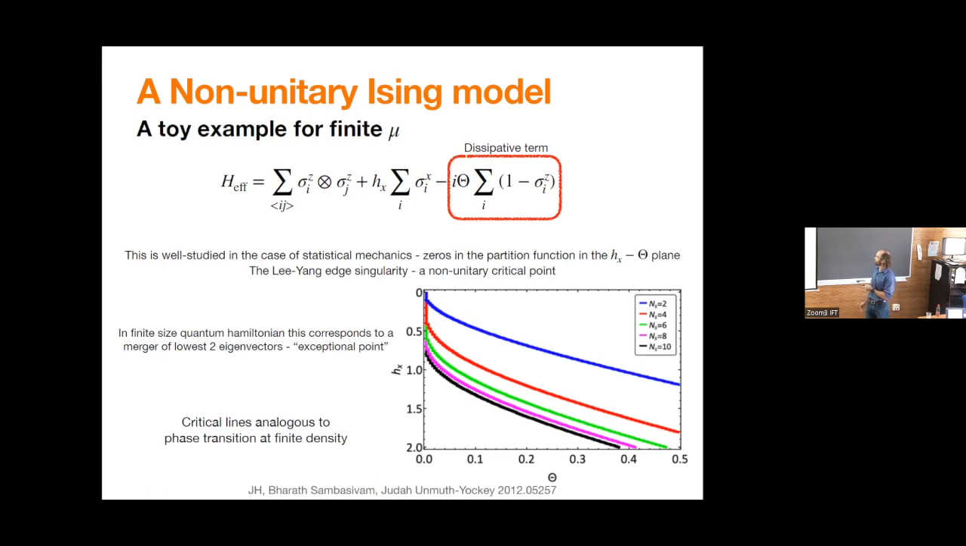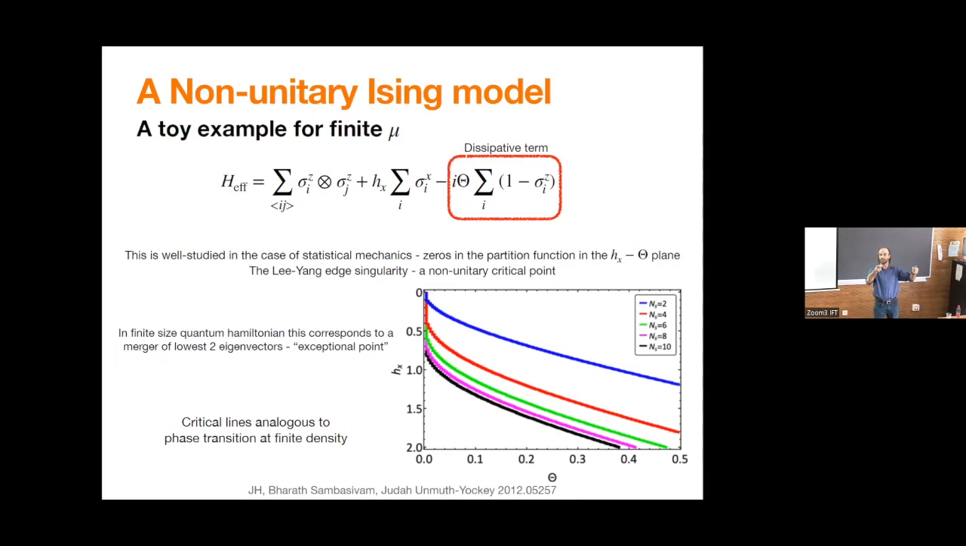When you crank up this dissipative term, this Hamiltonian is not Hermitian, yes? And so the eigenvectors are no longer orthogonal to each other. And in fact, what you can get is a special point where the eigenvectors sort of merge together and you actually just lose an eigenvector. So the Hamiltonian becomes only diagonalizable up to Jordan block form.